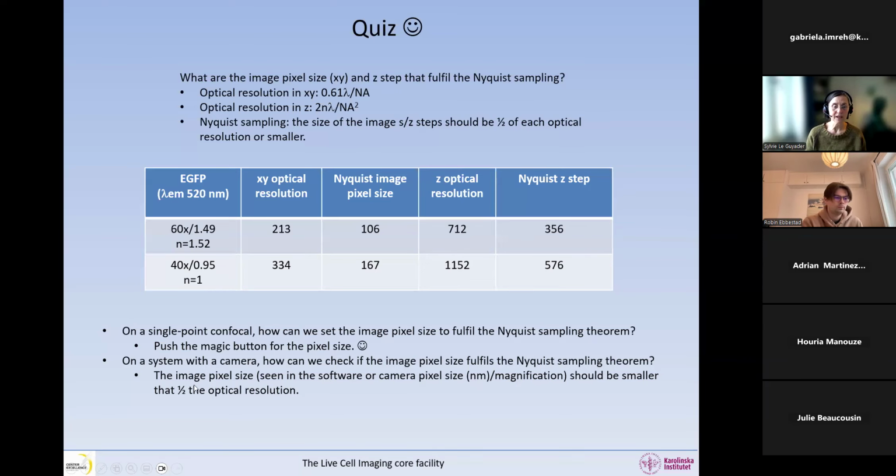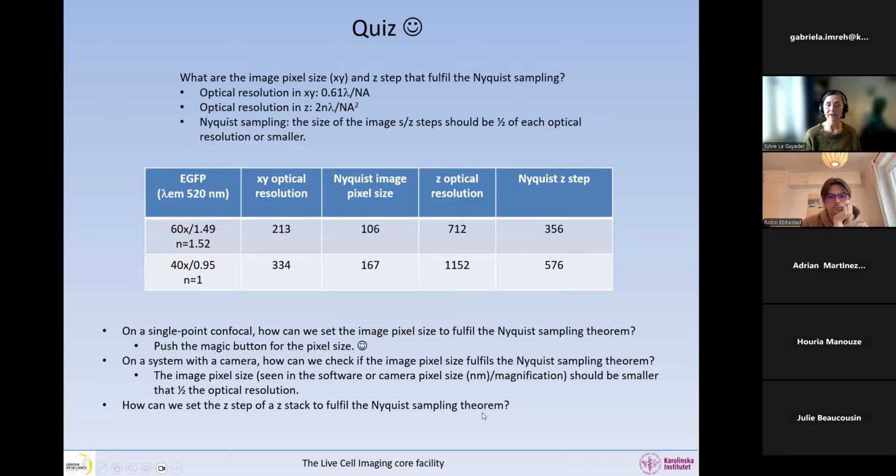We can also calculate it. The image pixel size is the size of the camera pixels in nanometers divided by the magnification. It's written in the software. All you need to do is check that the image pixel size is smaller than half of the optical resolution. At the end of the day, it's pretty simple.